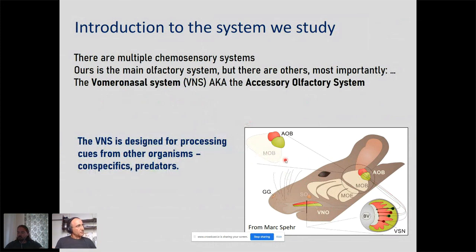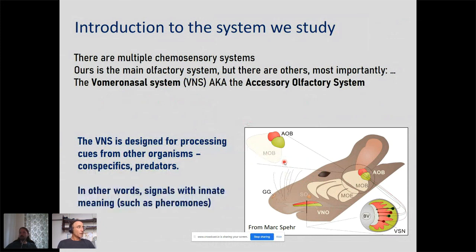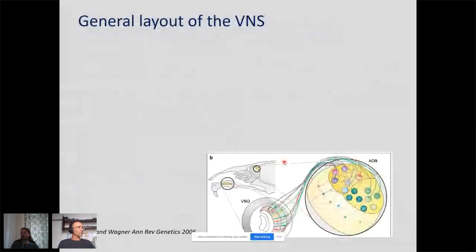And the system is, the way we see it, largely designed for processing cues from other organisms. So mainly conspecifics, for example, other mice, but also from predators. But generally, it's a system that is supposed to process signals with innate meanings, such as pheromones. This is one class of signals.